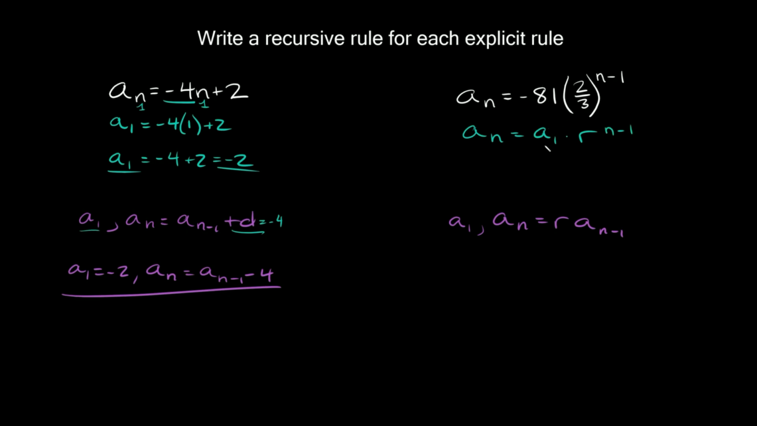You can see that the very first term, a sub 1, is just this number right here in this spot. So we know a sub 1 is equal to negative 81. We can also identify the r, the common ratio. So r is equal to whatever number's right here in these parentheses, which is 2/3. Those are the only two numbers we need to plug in. So we're going to say that a sub 1 is equal to negative 81, comma, and then a sub n is equal to r, which is 2/3, times, I'll put that in parentheses, times a sub n minus 1. Boom!